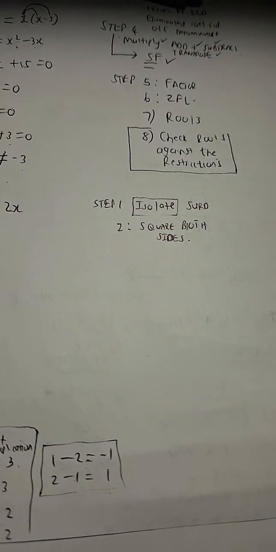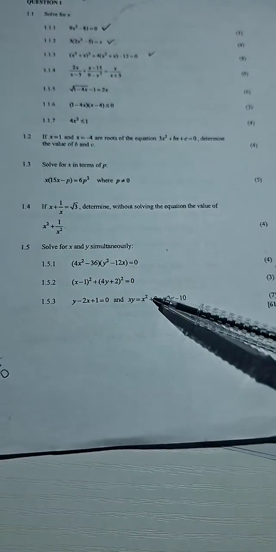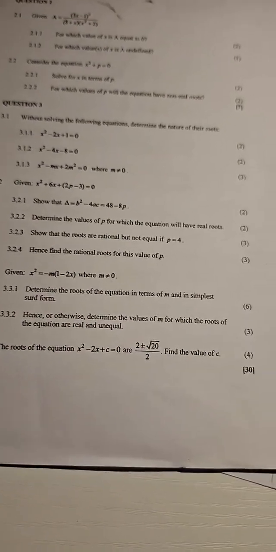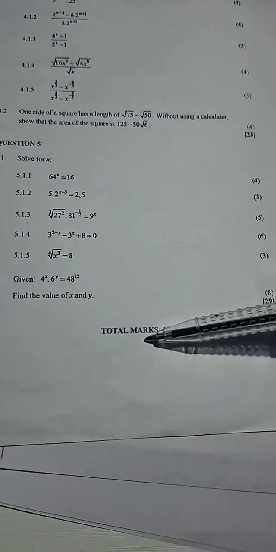Square both sides. Guys, look, question papers usually have instructions and information. There are the questions. Nature of roots is coming up. Exponents. It's 150 marks total. Hi, guys.